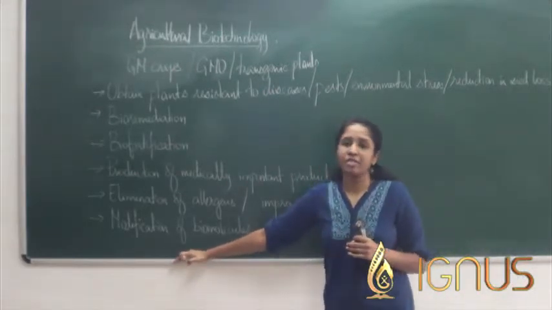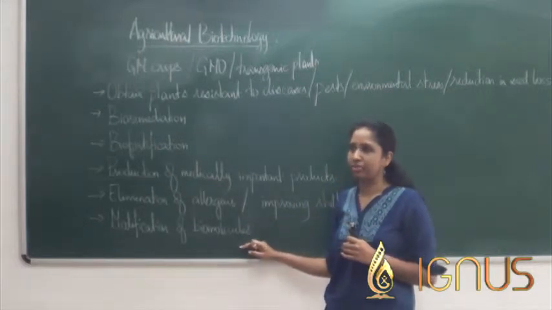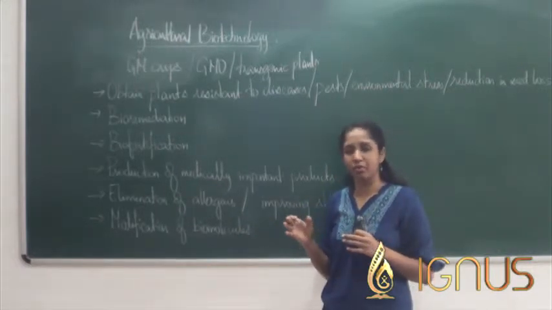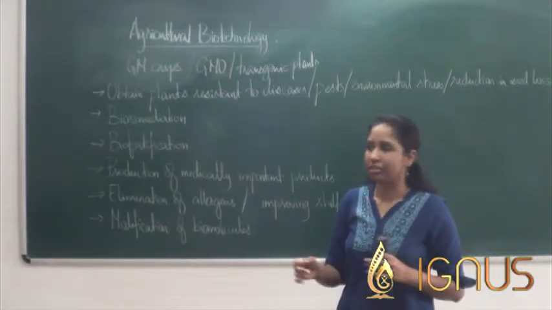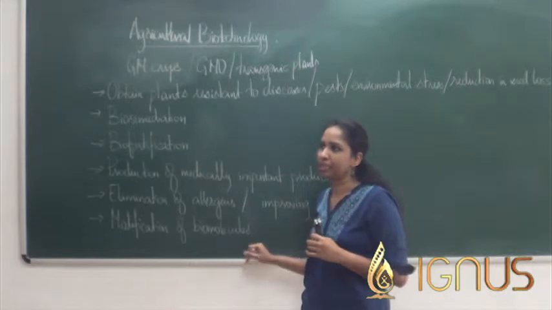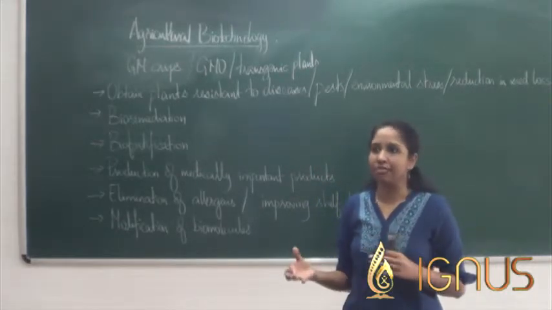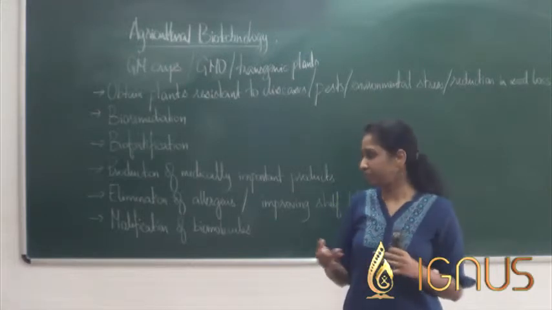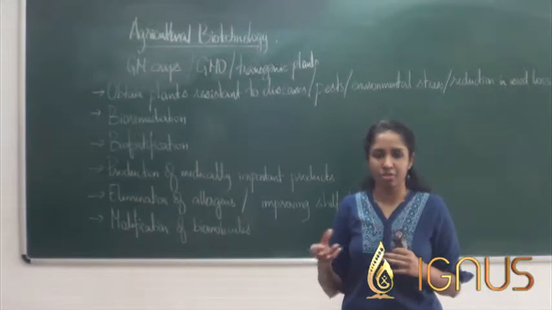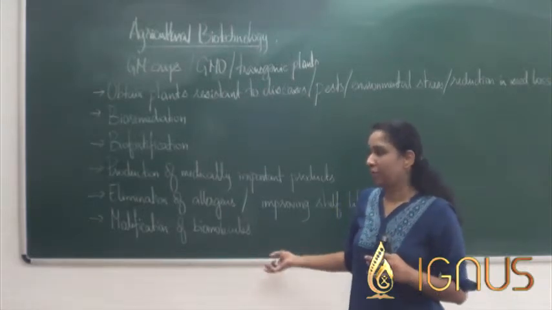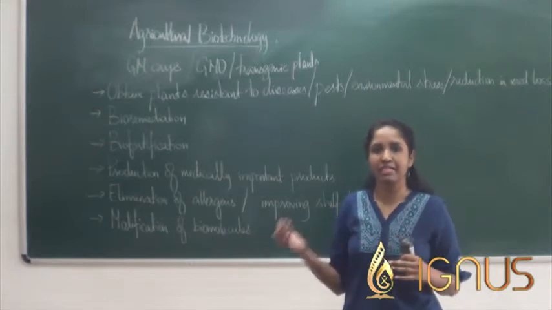Modification of biomolecules is another application of GM crops. Modification of biomolecules refers to growing a crop in which a specific biomolecule is going to be enhanced. For example, the paper industry needs crops which have a lot of cellulose and starch in them. So if we can grow crops which are producing an excess of cellulose, then it would be beneficial for the paper industry, and this will become something that is sustainable.